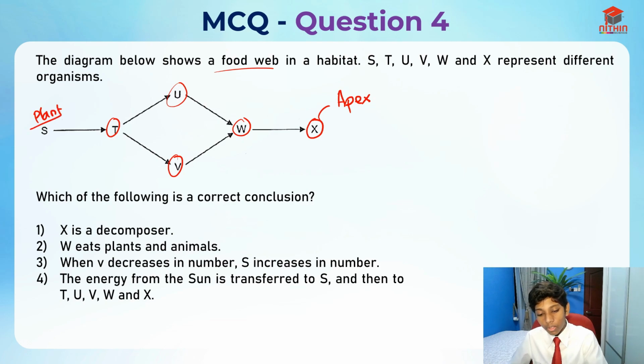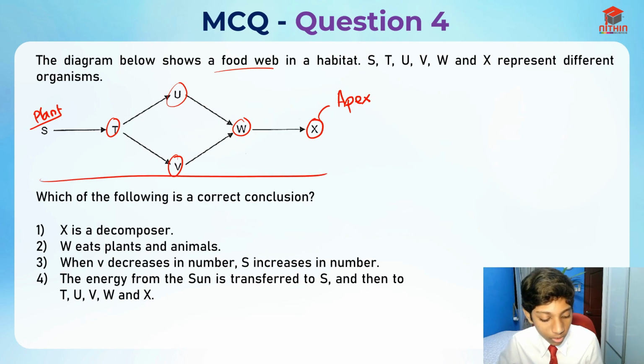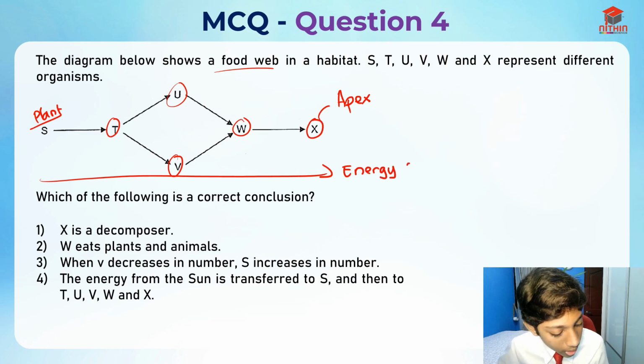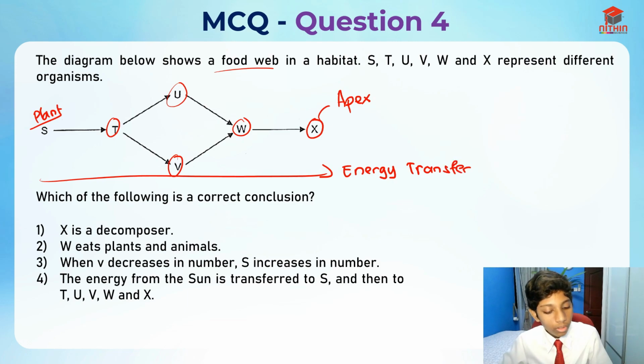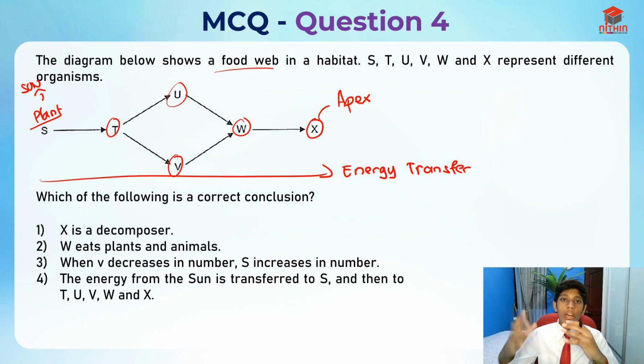If S is the plant, you know that a food chain or a food web is actually a transfer of energy. It's actually energy transfer, like from here to there. So where do they get the energy from? S is actually a plant, right? Where does S get its energy from? S actually gets its energy from the sun. It photosynthesizes, it makes its own food, it survives.